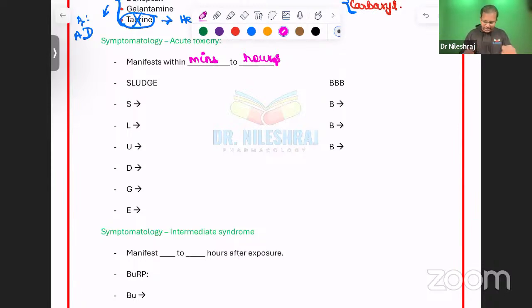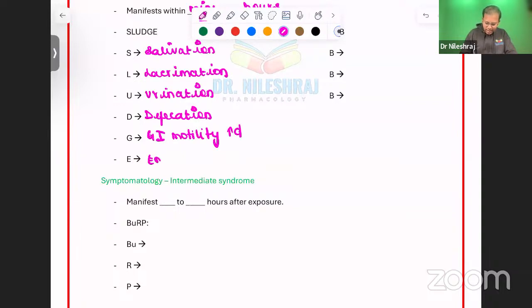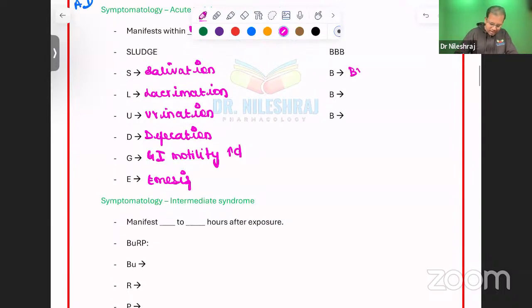SLUDGE and triple B: S is for salivation, there will be more salivation. L is for lacrimation, patients will be crying. U is for urination, increased urinary output. D is for defecation, increased GI motility. And E is for emesis, patients might land up vomiting. Triple B: the first B is for bradycardia. We have bronchorrhea.